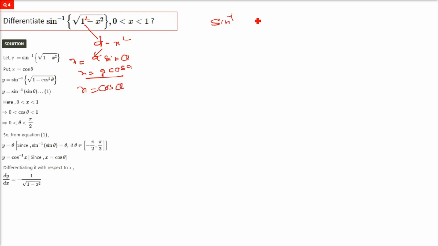So what we are going to get, sine inverse of under root 1 square minus x square, we have taken as cos square theta. So 1 minus cos square theta is sine square theta. And under root of sine square theta is sine theta only. So sine inverse and sine get cancelled. So y is actually theta.